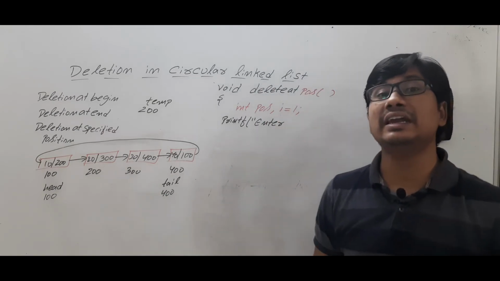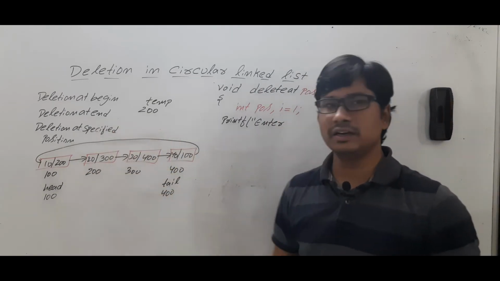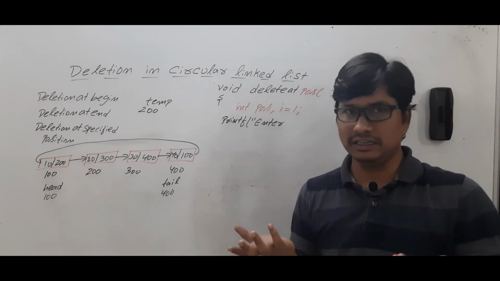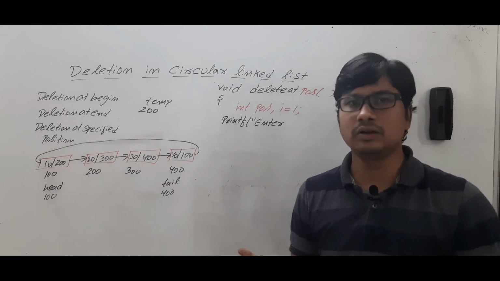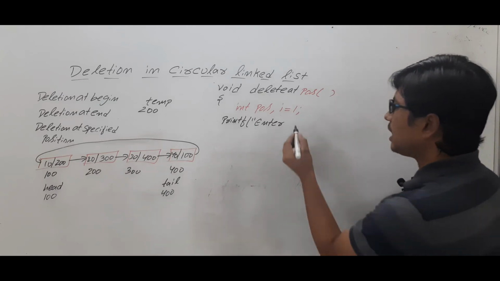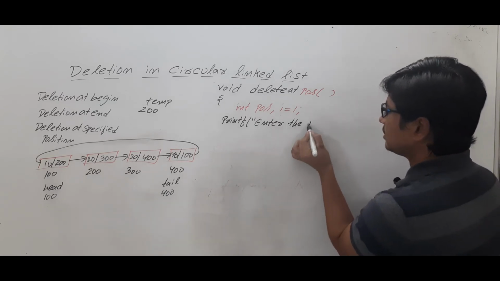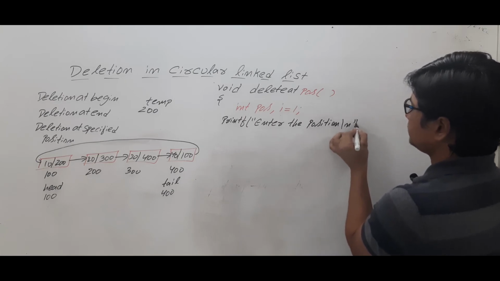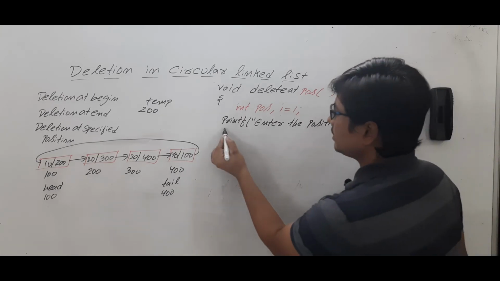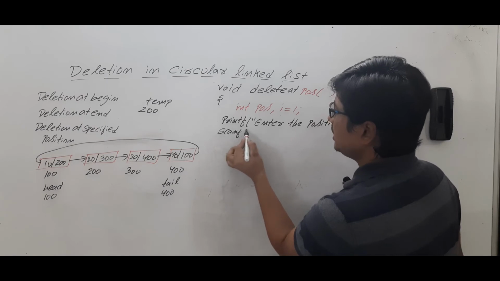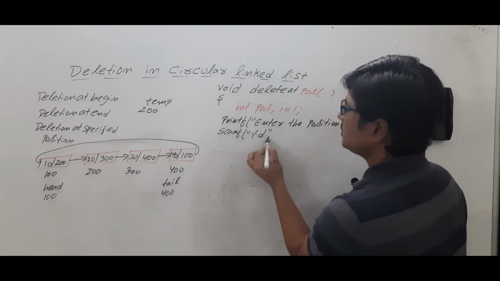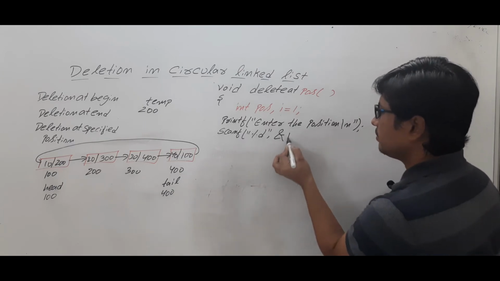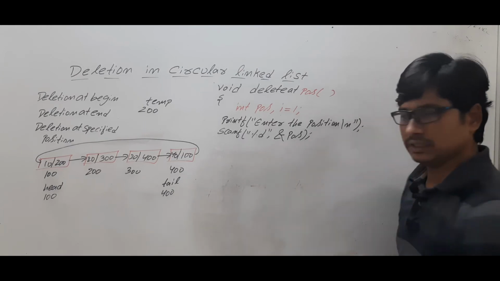If user says 10, if you have a circular linked list with 4 nodes, how can you delete the 10th node? That is not possible. Am I right or wrong? So you need to ask the user to enter the position. Then you need to read it. As it is an integer, I am using a format specifier called %d and I am writing ampersand POS.